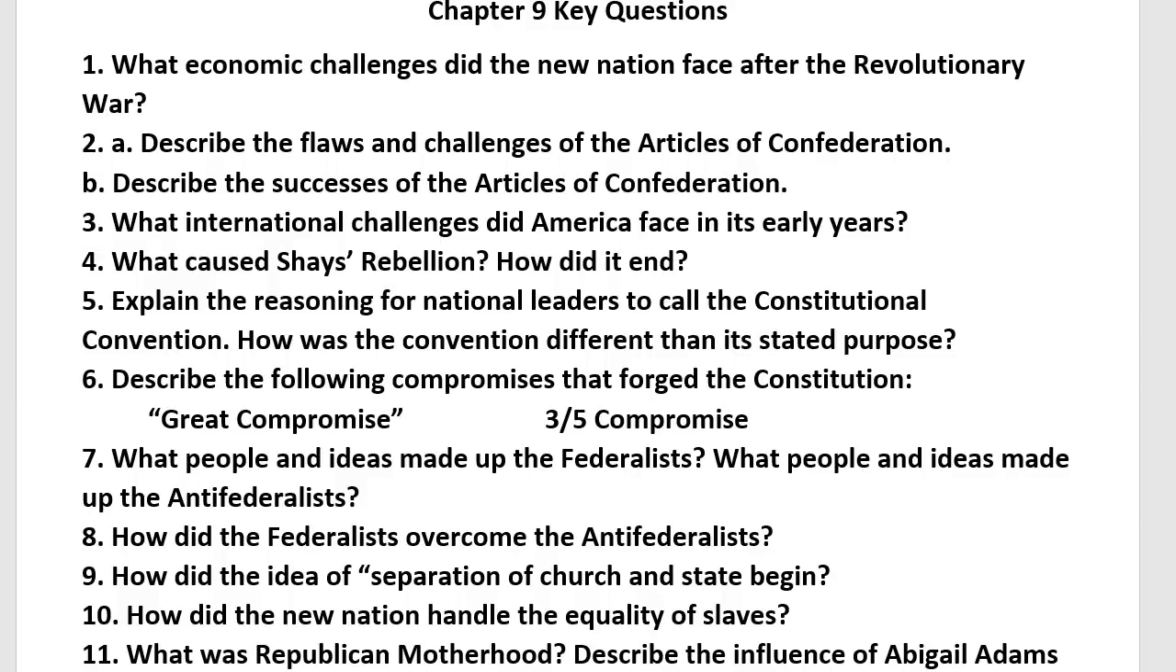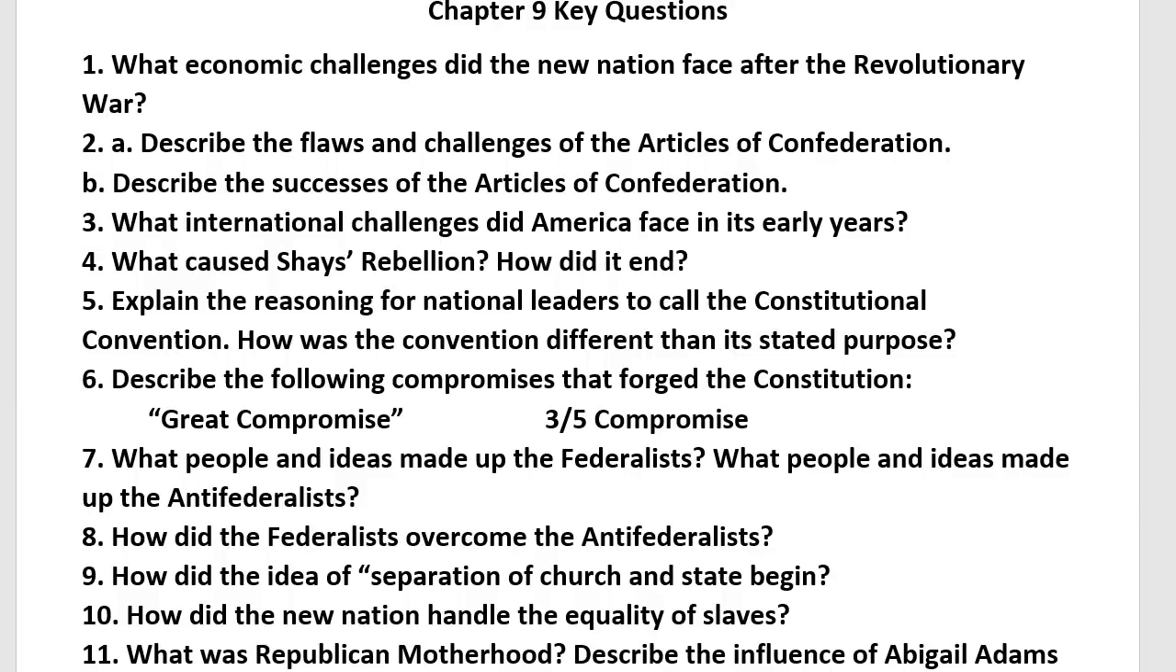Number five, explain the reasoning for national leaders to call the Constitutional Convention. And how is the convention different than its stated purpose? Well, men like Alexander Hamilton, who came together at the Annapolis Convention to discuss our commerce issues, recognized that our economy was never going to be highly functioning and that we would not be able to make as much money as we could if the government was able to protect its shippers and make the states cooperate and even collect taxes. So they wanted to call a meeting to discuss how we could amend the articles to make it better for everyone, especially as it pertained to commerce.